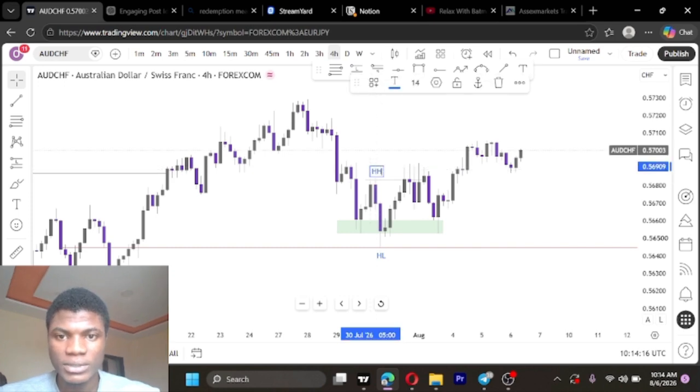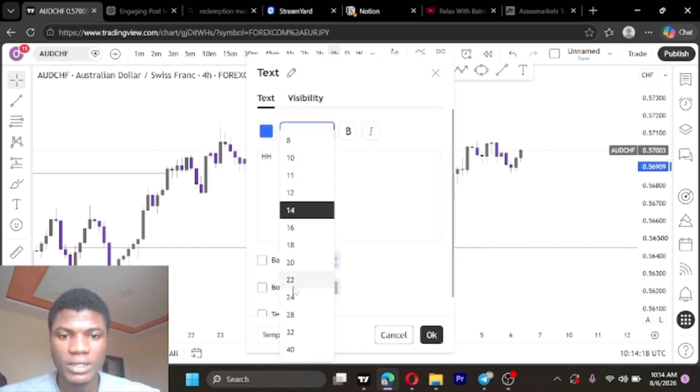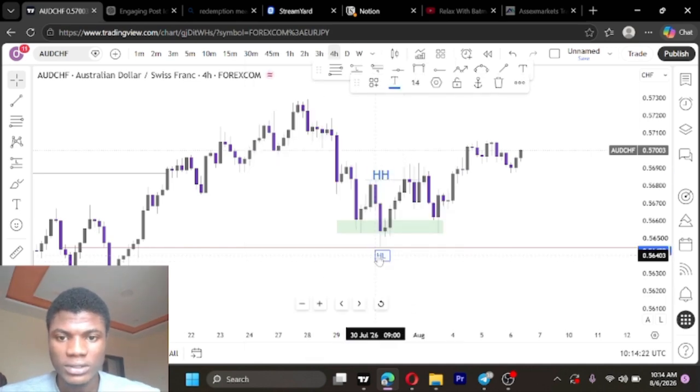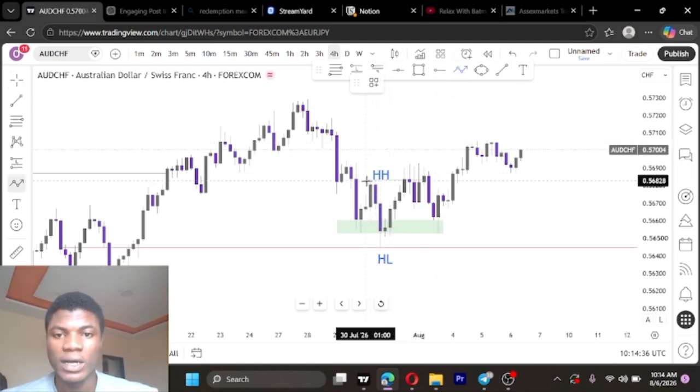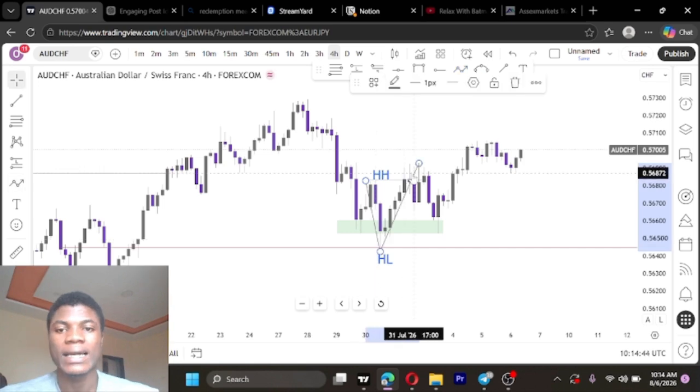Guys, are you seeing this? Let me make it big. I think let's say 24. Okay, and this guy too, let's put it down 24 too. Now this is our swing, higher high and higher low. Whenever we have a swing, we want to mark out our swing like this, from the high to the low that took out the high.